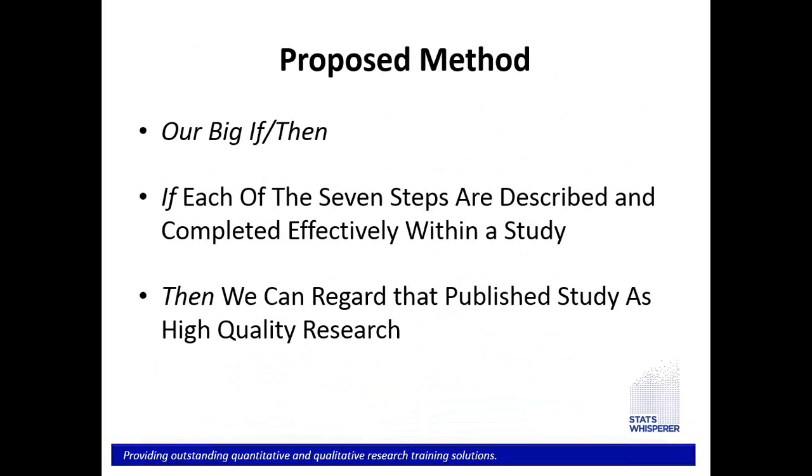right? So our proposed method is going to include our big if, then. What we're proposing is if each of the 7 steps are described and completed effectively within the study, right? If, then, the next bullet, then we can regard that published study as high quality research per se, right? This is what we're proposing.